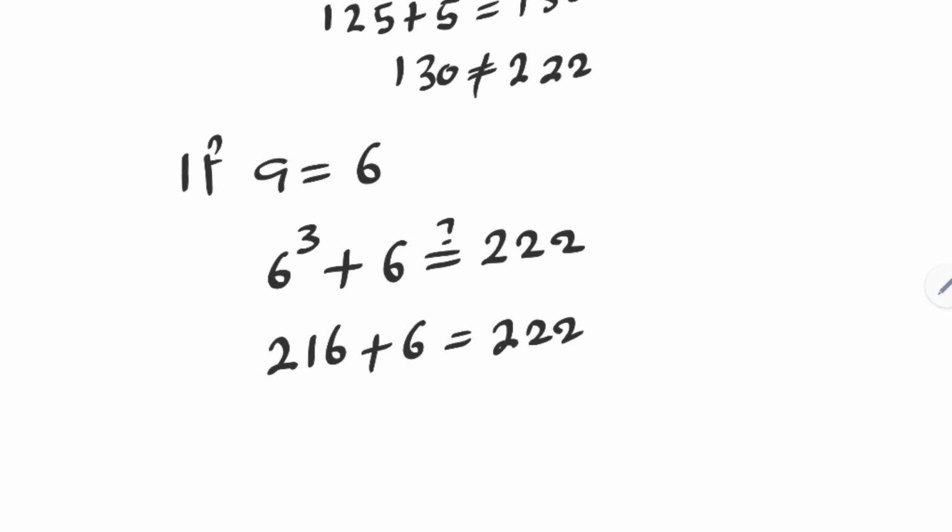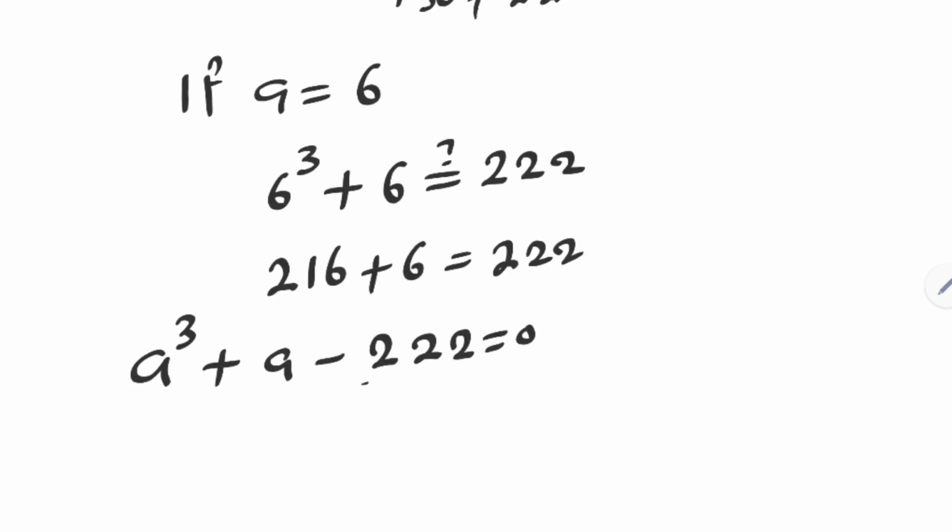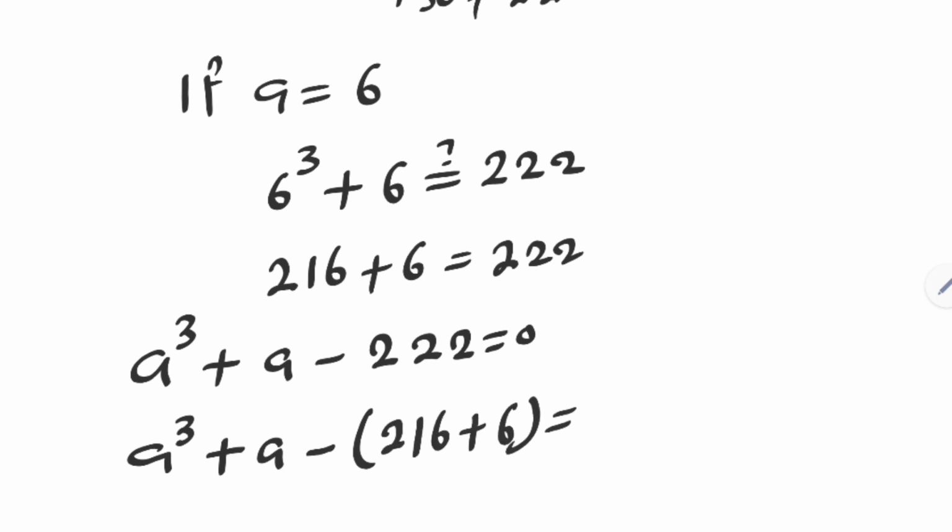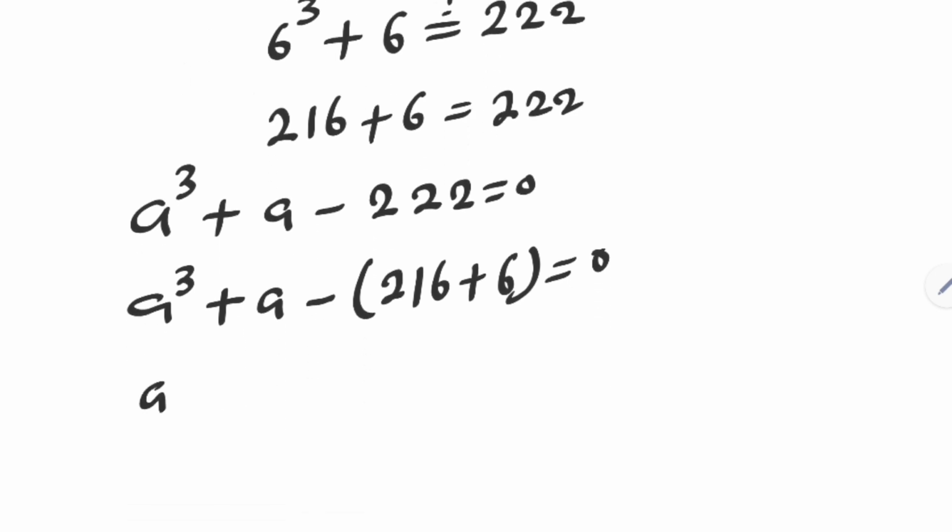Now, let's see, our equation is a raised to power 3 plus a minus 222 is equal to 0. Now, let us replace this 222 by 216 plus 6. A raised to power 3 plus a minus 216 plus 6 is equal to 0. A raised to power 3 plus a minus, if you open the bracket with negative, we have 216 minus 6 is equal to 0.